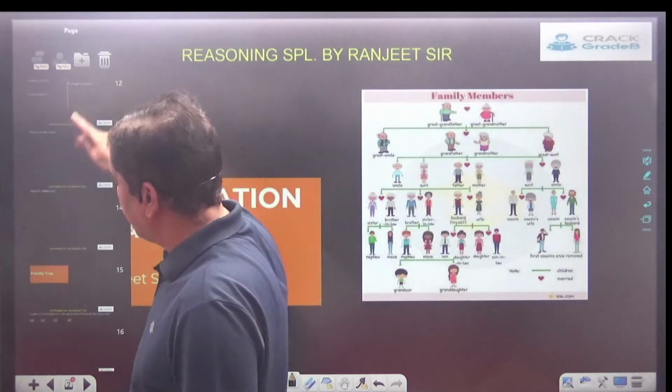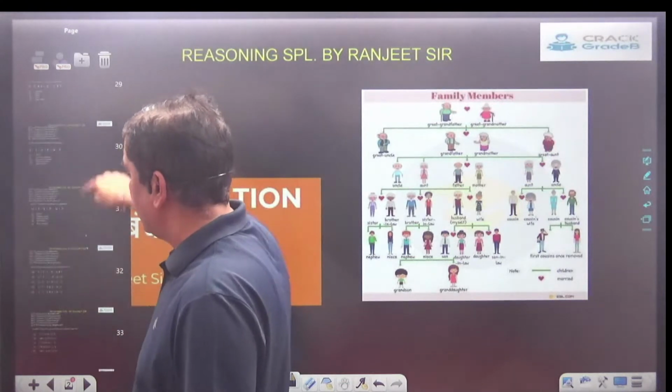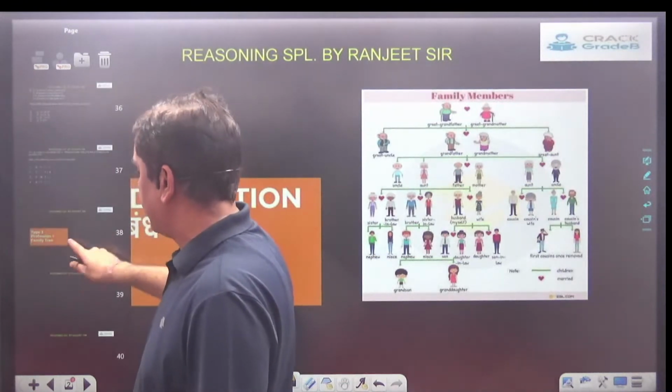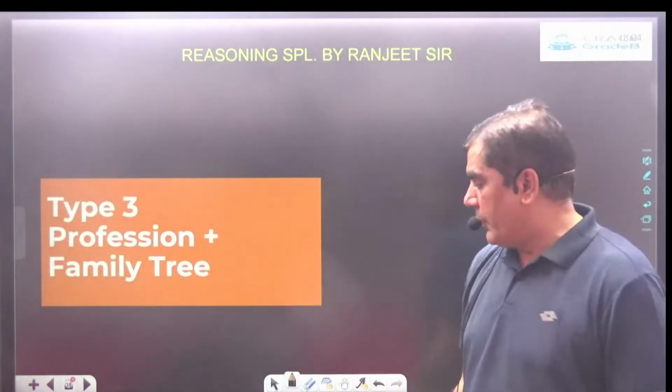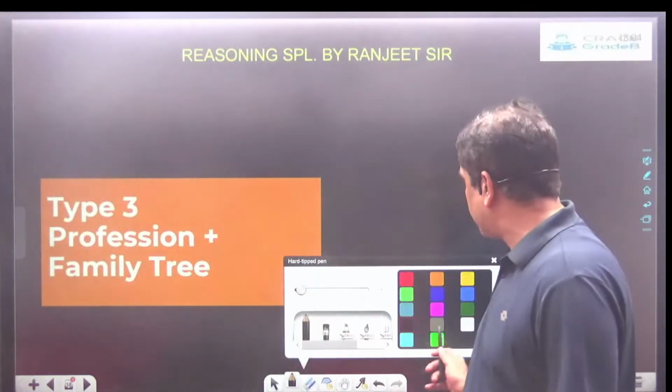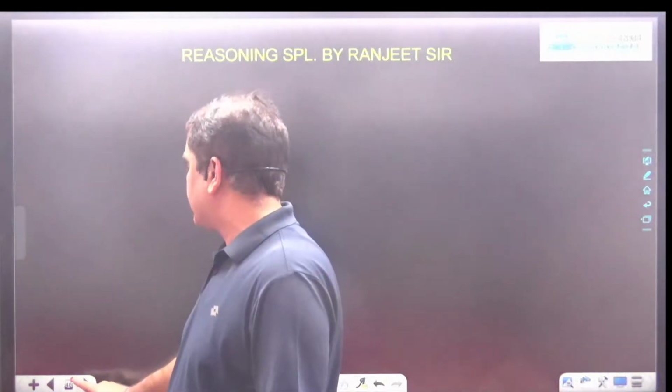See, the basic concept we have already covered. What is family tree, how to draw family tree, already we have covered. So in today's class, we are going to start with the next concept, which is profession plus family tree. Whenever any question is given based on profession and family tree, how to get the answer of these questions? Let's start with one example.